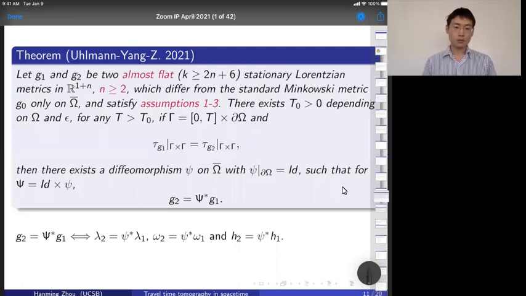And if you want to write it in a component way, then if G1 is the pullback of G2, this exactly means that the function lambda 1 is the pullback of lambda 2, the one form omega 2 is the pullback of omega 1, and H2, the Riemannian metric, is the pullback of H1. So basically you can reduce everything into this one-dimension-lower space.